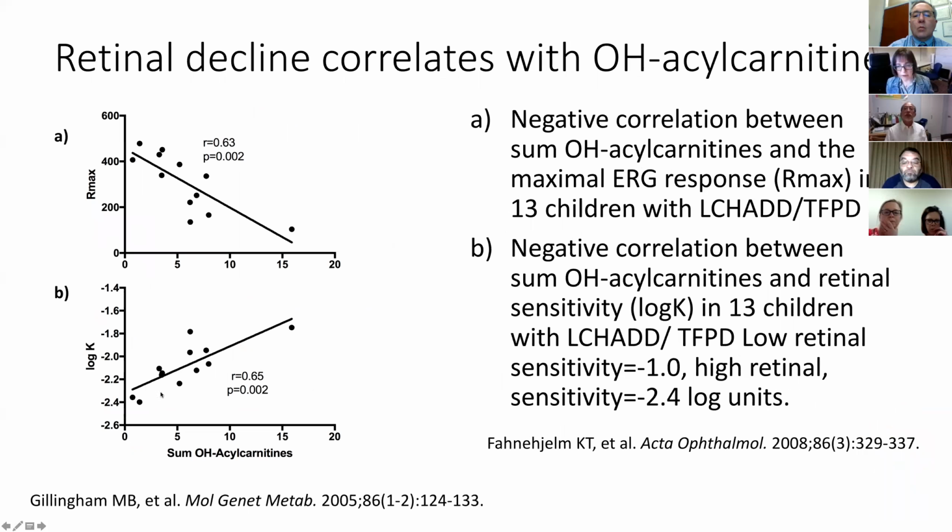So what might contribute to that variability? A while ago, we published a paper that looked at correlations between potential toxic metabolites. Hydroxyacylcarnitines was the measure that we used. You could use hydroxy fatty acids as well, but those are a little harder to measure. We were looking at 13 children with LCHAD and TFP. I think there's only one TFP in this cohort.